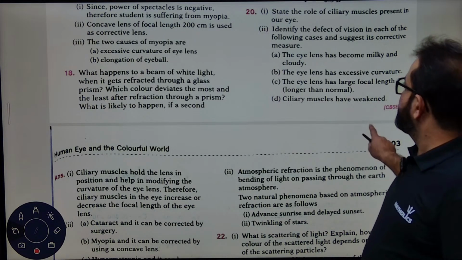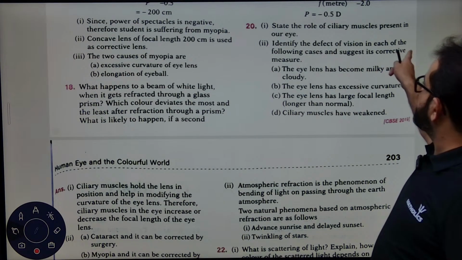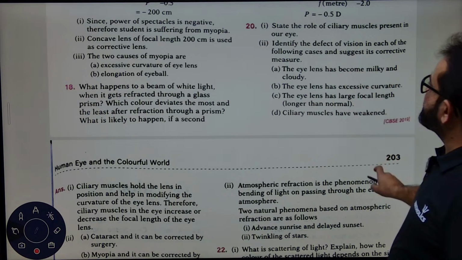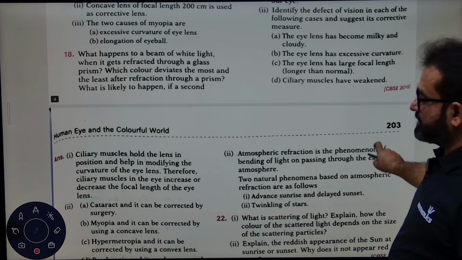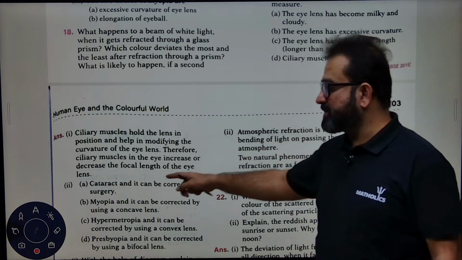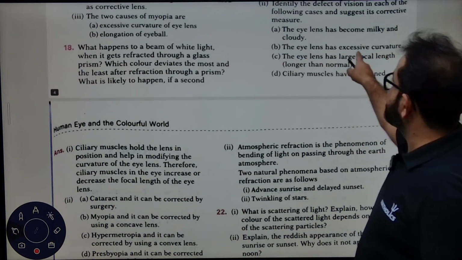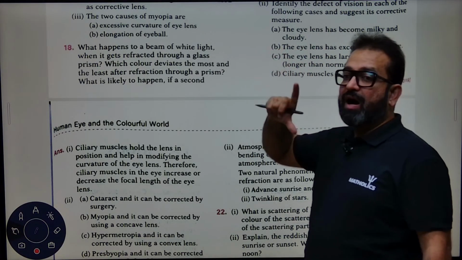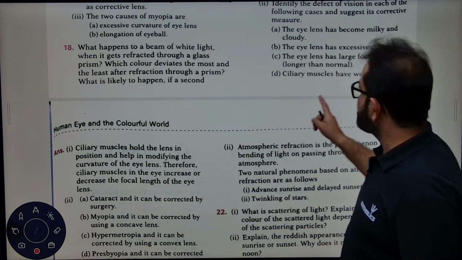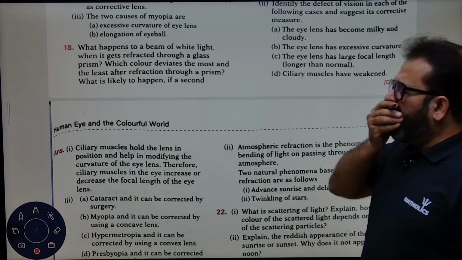Next is, identify the defect of vision in each of the following cases and suggest its corrective measure. A: the eye lens has become milky and cloudy. Milky and cloudy means cataract, motiabind in Hindi, and it can be corrected by surgery, obviously. B: the eye lens has excessive curvature. Myopia, corrected by using a concave lens.